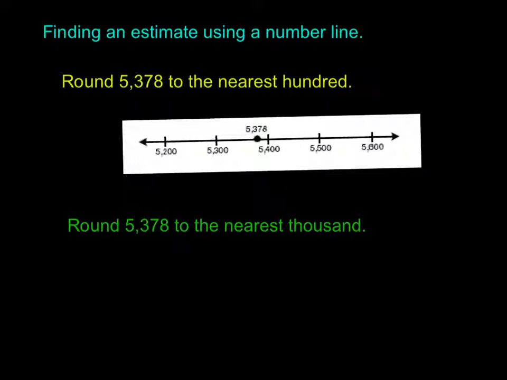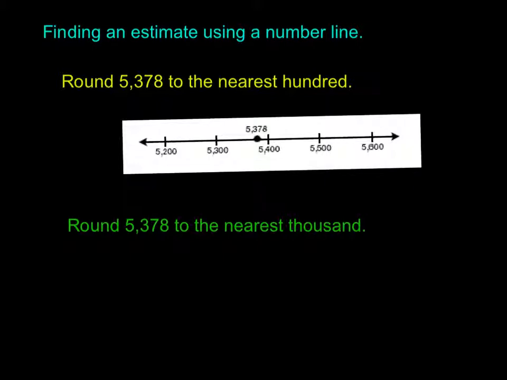On this example, we're going to find an estimate using a number line. So we're going to round 5,378 to the nearest 100. Now, as you can see, we have 5,378 already filled in on this number line. When we're rounding to the nearest 100, if we look at it, we have 5,200, 5,300, 5,400, 5,500, and 5,600. When we place our number on the number line, we can see which one it would be closest to. So in this case, we're counting by hundreds, moving up by hundreds. And so we can see that 5,378 is actually closest to 5,400.